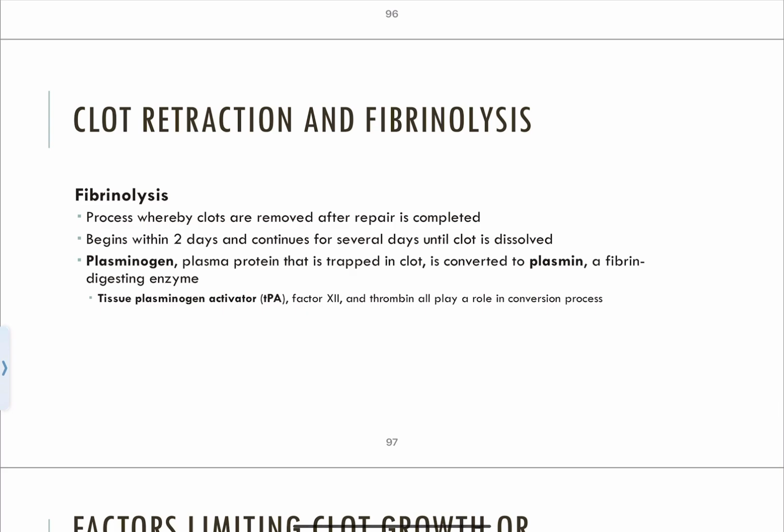Fibrinolysis is basically where the clots are removed after the repair is complete. And again, it begins after a couple days and continues for several days until we've completely dissolved that clot. Something that's required for it is plasminogen, and that's a plasma protein that was caught in that fibrin mesh. And plasminogen is going to be converted into plasmin, which is an enzyme that can go in and digest that fibrin. And we also have TPA, or tissue plasminogen activator, and some other things that play a role, but I don't expect you to know those.